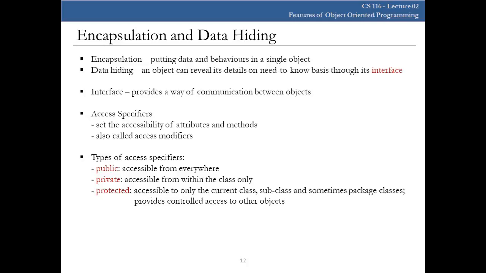So if I am defining an attribute as public, that means it is accessible from everywhere. By everywhere, I mean it is accessible from within the class. That means the methods of that class can access that variable, right? And it is also accessible to the outside world, from the main program. But if I am defining an attribute or a method as private, that means it is not accessible from the outside world. It can only be used within the class, right?